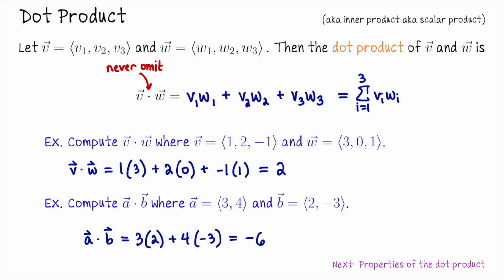Okay, before we go on to properties of the dot product, I just want to mention again that you never omit the dot symbol here. It's not like multiplication of numbers, where when you're a child, perhaps you used a certain symbol to indicate multiplication, and then later you just would write VW, and that would mean V times W. Here we never omit the dot.